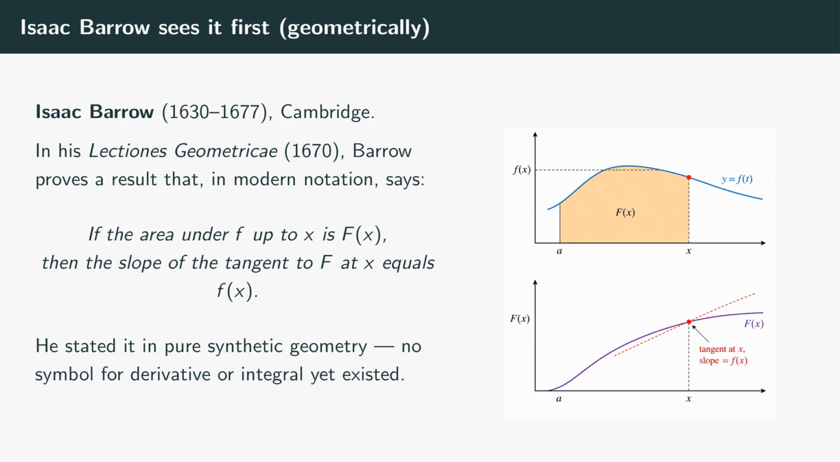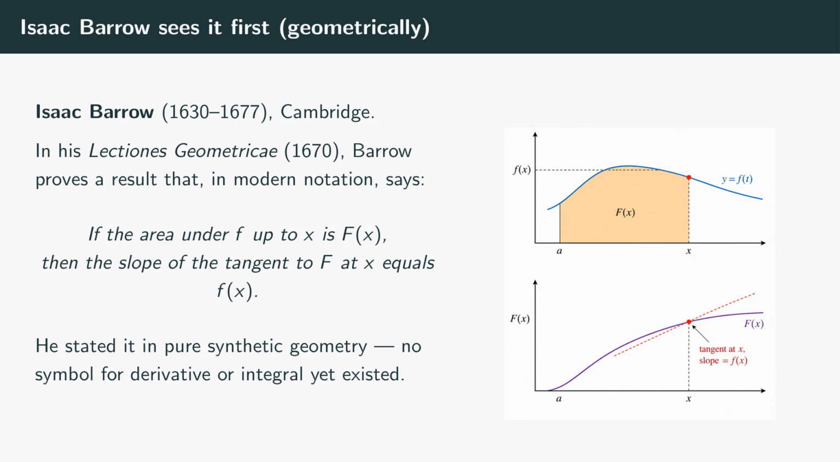In his Lectiones Geometricae, published in 1670, Barrow proved, in purely geometric language, what we now call the Fundamental Theorem of Calculus. Translated into modern symbols, his result reads, if capital F of x is the area under a curve f from some fixed starting point up to x, then the slope of the tangent line to capital F at x is equal to f of x, slope of the area function equals the height of the original curve. That is exactly the modern theorem.